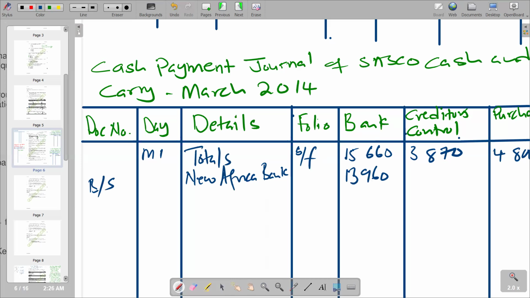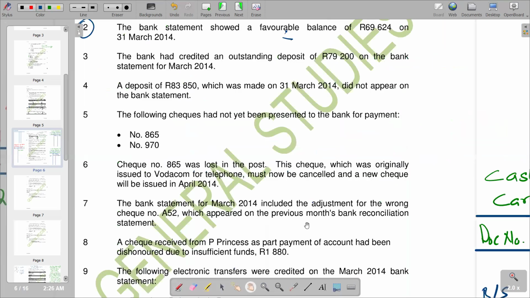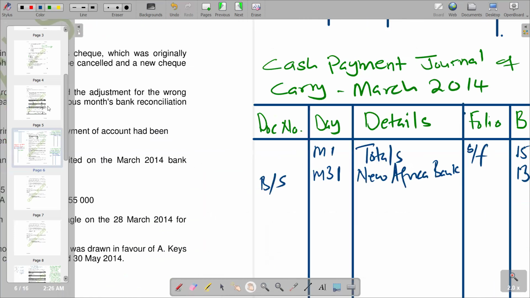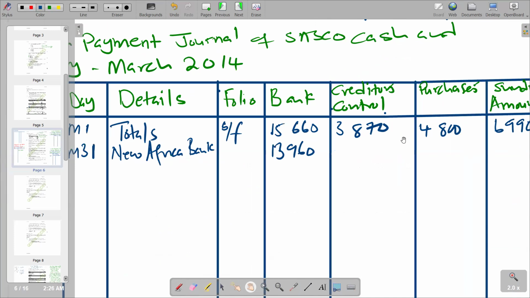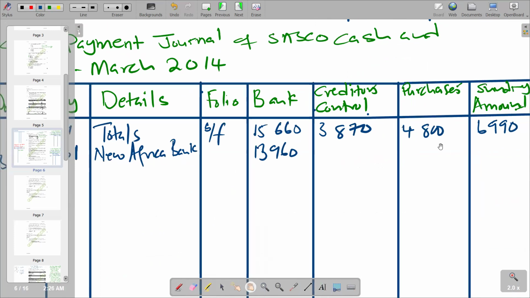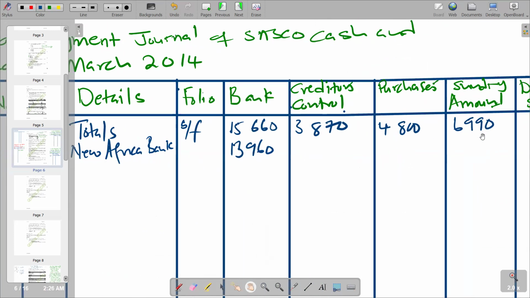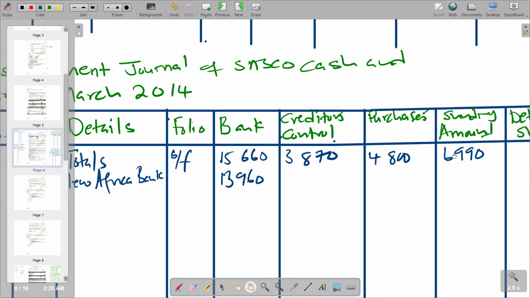And then obviously, this is at the end of the period, so we can just say March 31. And then we check whether this 13,960 qualifies to be under creditors control, purchases, or sundry amount. So it enters in one of those.